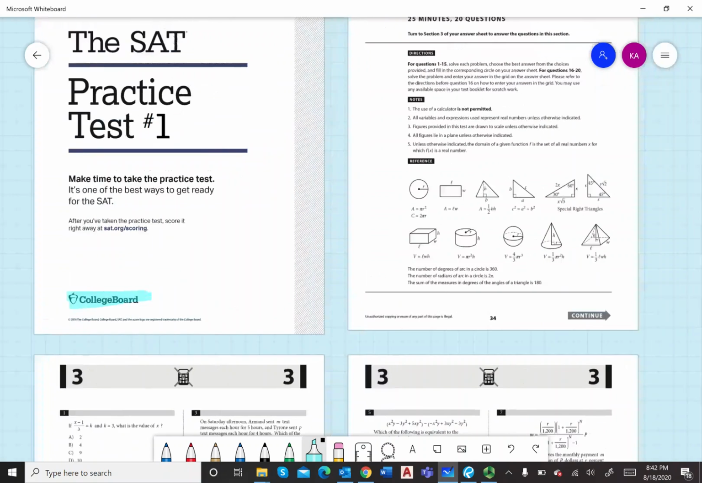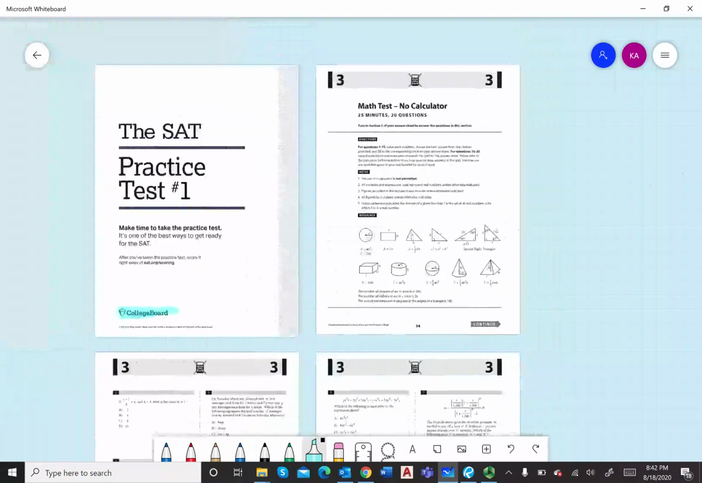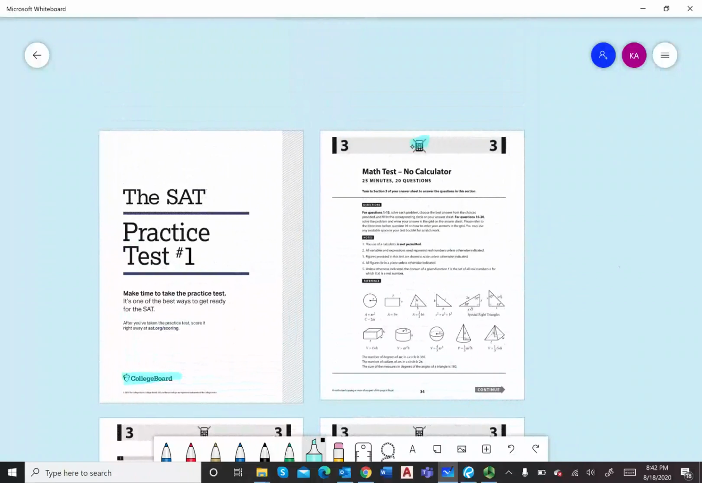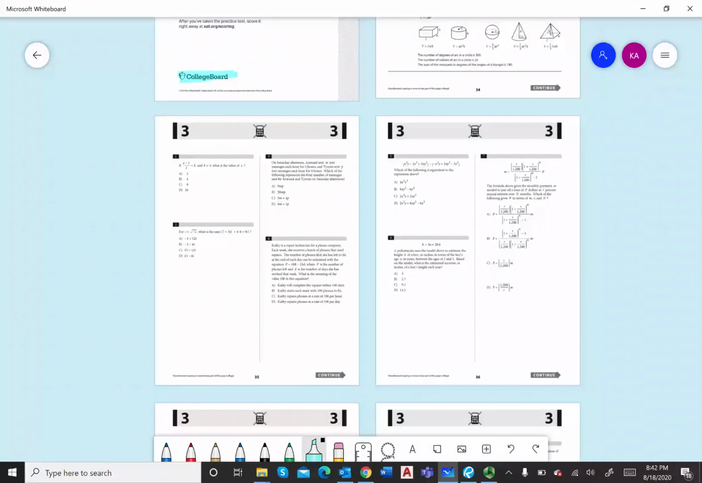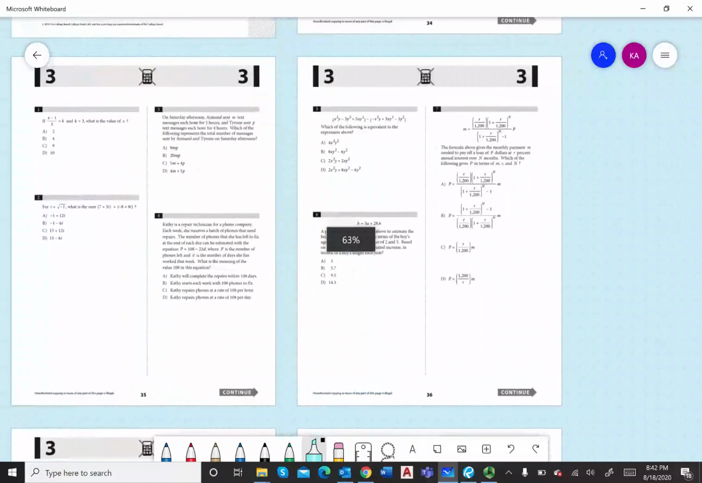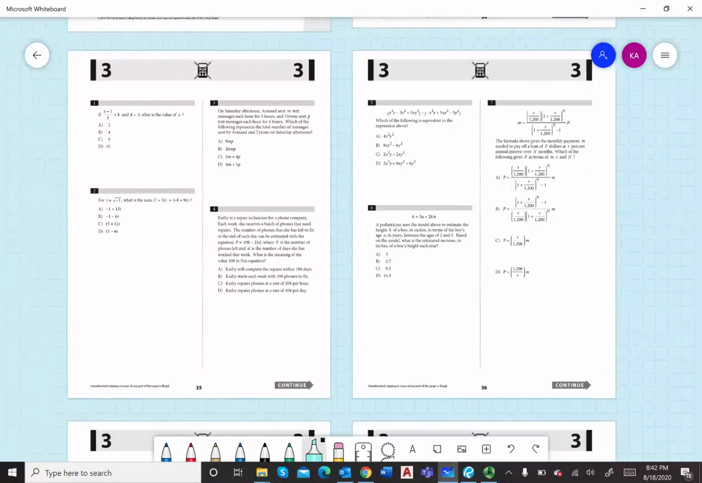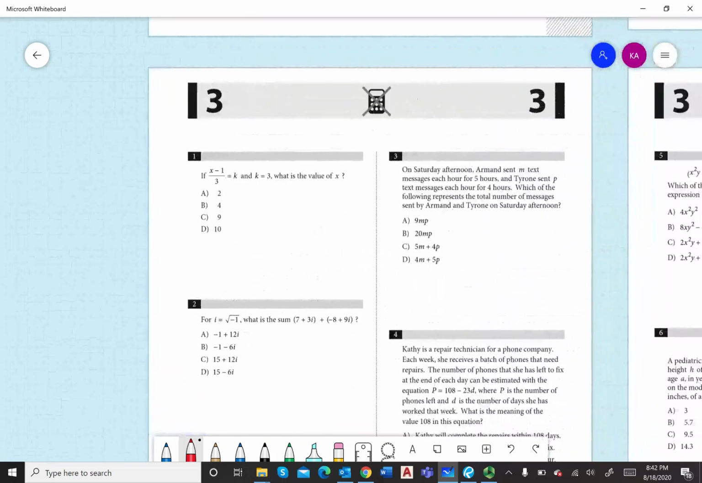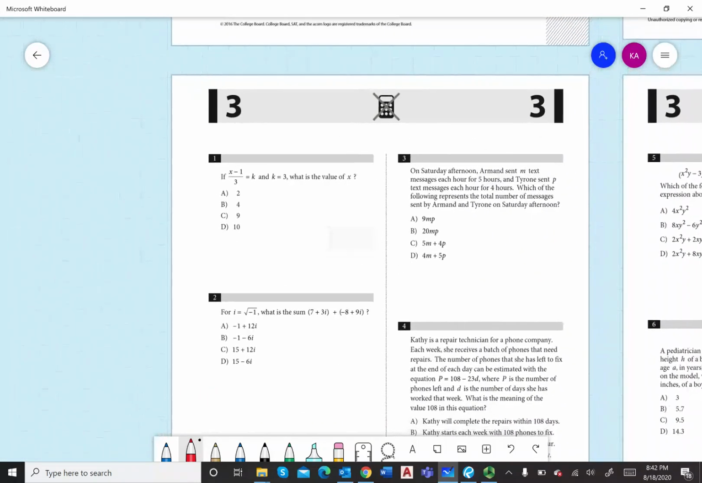Okay, so let's get started. Again, this is a no calculator section. Frankly, if you understand the tricks and the methods that we're going to be using to solve them, you won't need to use calculators. It might even be quicker not to use a calculator. Okay, so let's get started.